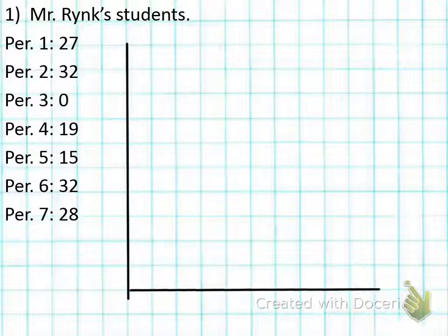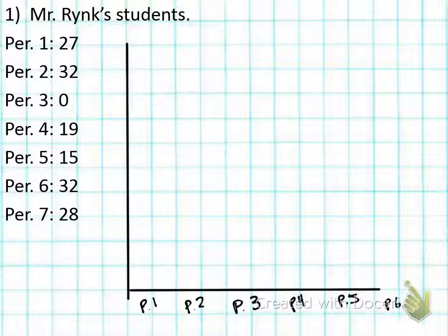So I'm going to go on my x-axis, and I'm going to write these down. We have period 1, period 2, period 3, period 4, period 5, period 6, and period 7. I'm going to put that at the end here. Make my line a little bit longer.